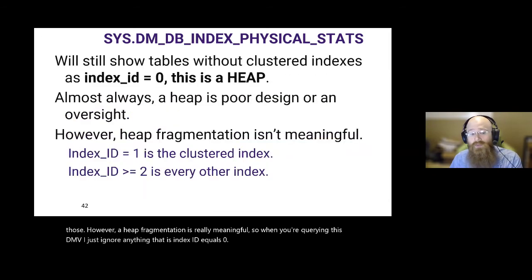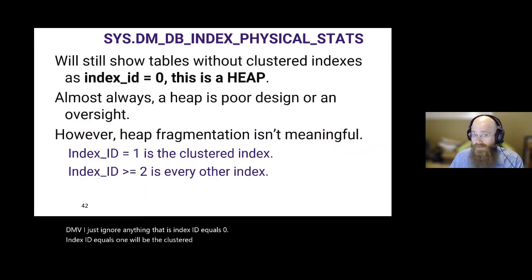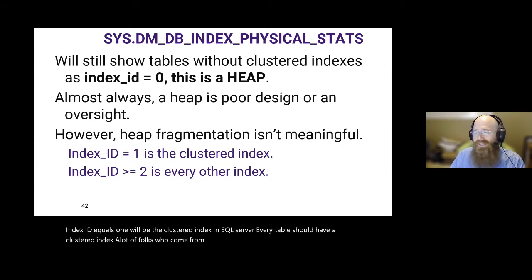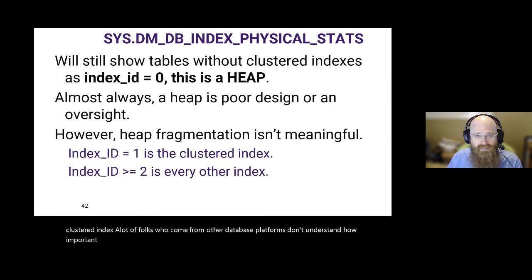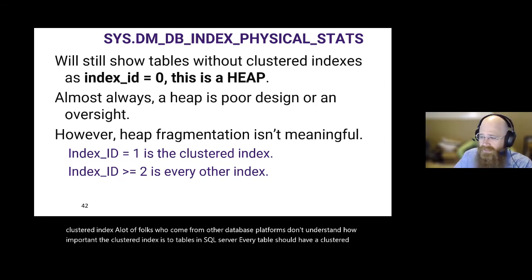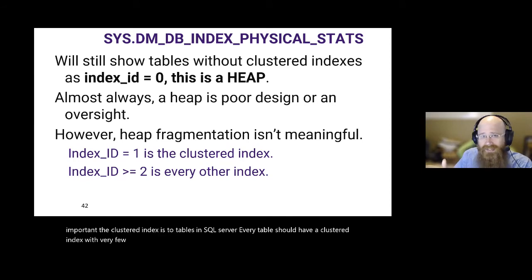Index ID equals 1 will be the clustered index, and in SQL Server, every table should have a clustered index. A lot of folks who come from other database platforms don't understand how important the clustered index is to tables in SQL Server. Every table should have a clustered index with very few exceptions. Index ID equals 1 is the clustered index. Every value above 1 is a non-clustered index, including a column store non-clustered index.